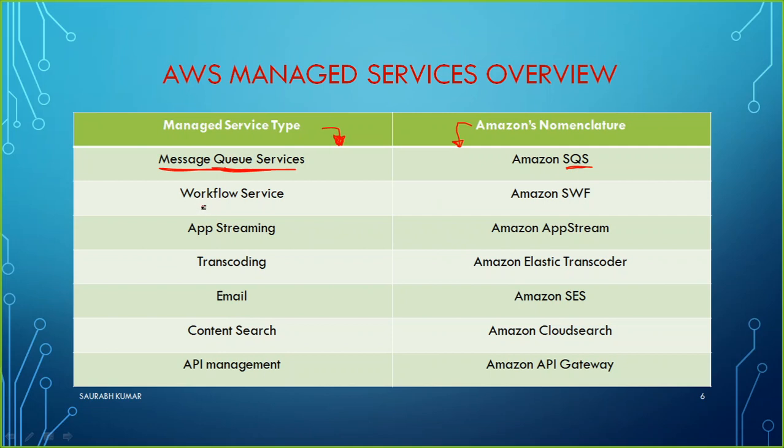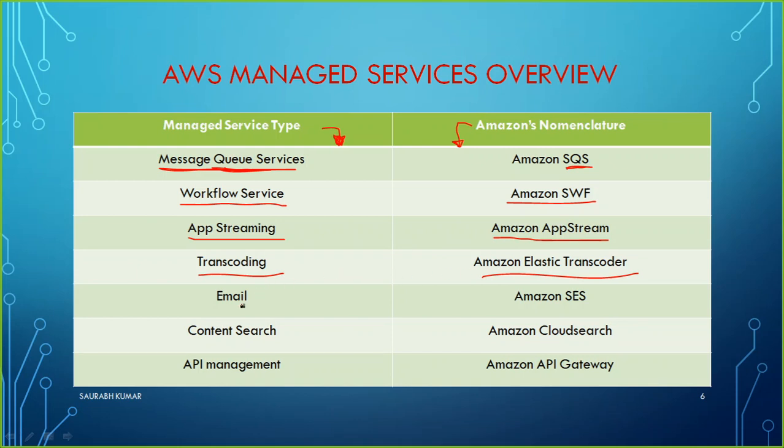If you want to get a service from Amazon which can help you to maintain or manage workflow service, you can go for Amazon SWF, Simple Workflow Service. Next is App Streaming. If your company needs a streaming function, a streaming service, you can look for the service offered by Amazon called Amazon AppStream. If you are looking for transcoding, Amazon has its own service called Amazon Elastic Transcoder.